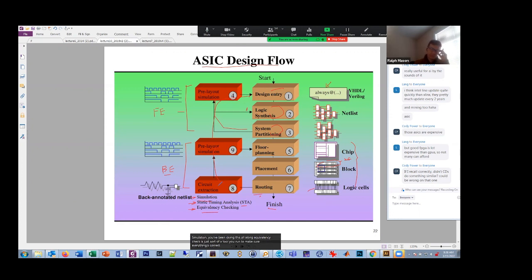Any questions? So that's the basic ASIC or FPGA, I could call it both, FPGA/ASIC design flow.